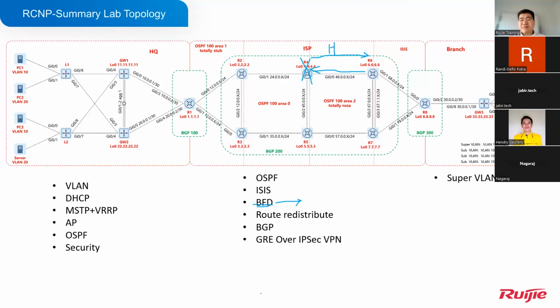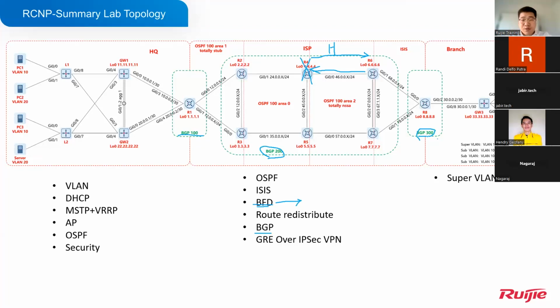Okay, that's BFD. Next is BGP. Let's see the BGP design here. R1 is in BGP 100, R2, 3, 4, 5, 6, 7 are in BGP 200, and R8 is in BGP 300. Since we have different BGP numbers, it represents that we have multiple AS.